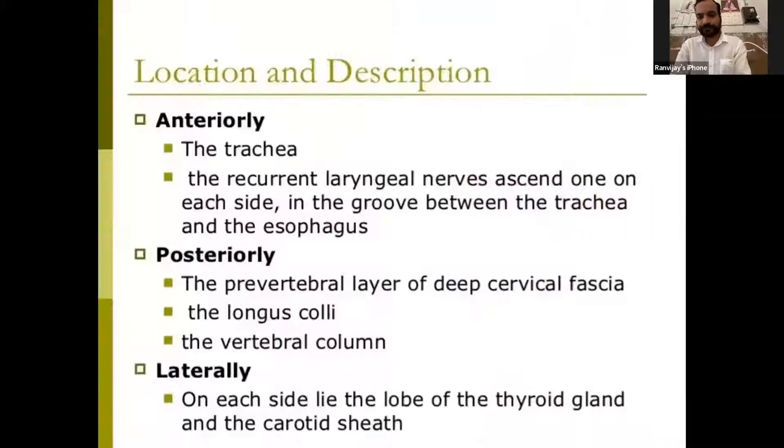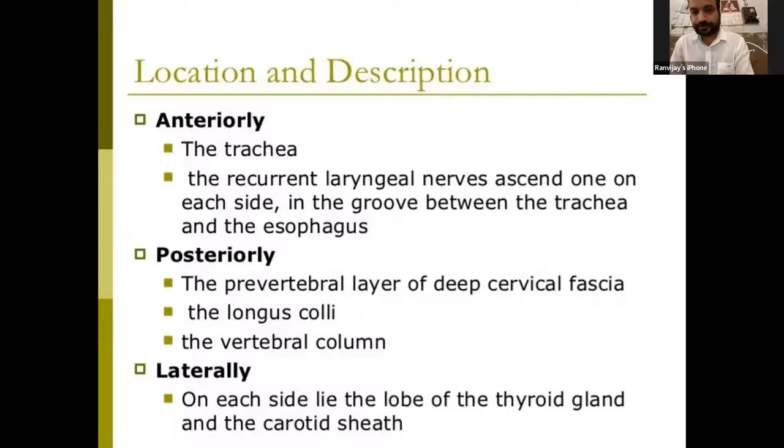Now the location and description. Anteriorly lie the trachea and the recurrent laryngeal nerve, one on each side in the groove between the trachea and the esophagus. Posteriorly lie the prevertebral layer of deep cervical fascia, the longus colli muscle, and the vertebral column. Laterally there are basically four structures: the carotid sheath, the inferior thyroid artery, the lobe of the thyroid gland, and also the recurrent laryngeal nerve.